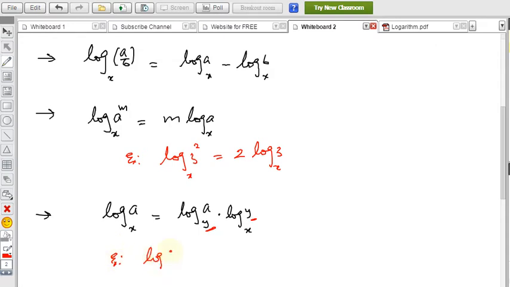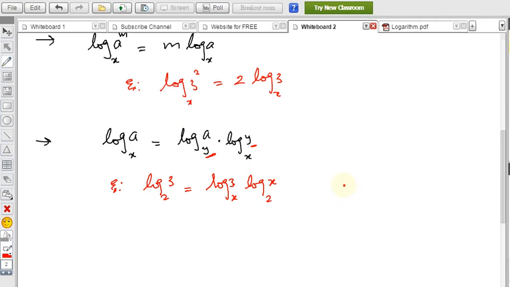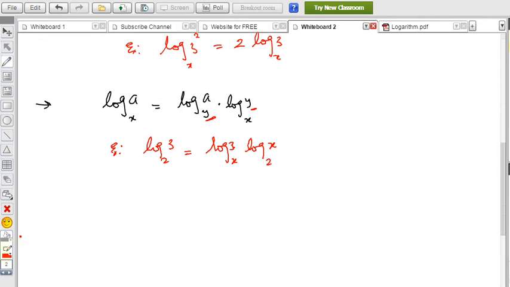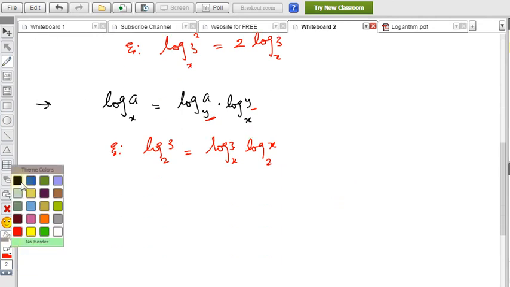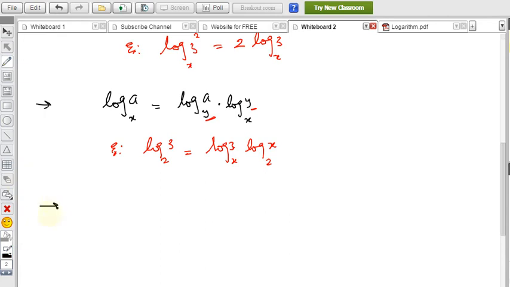Now log 3 to the base 2 is given. So we can write log 3 to the base x into log x to the base 2. Here it must be 3 and here it should be 2. In the place of x you can take any number. So the value is not changed. These are all the properties we'll use in problems.